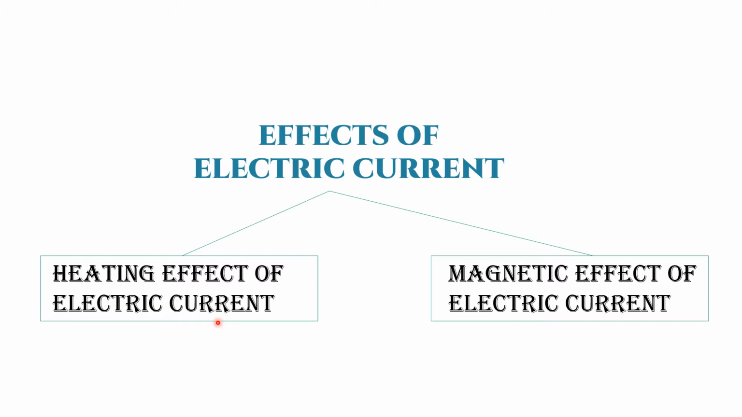That means electricity passed through a wire, that wire produces some heat. Okay, that is heating effect of electric current. And we studied some applications of heating effect also, like iron box, toaster, heater. These all are working on the principle of heating effect of electric current. And today we are going to discuss the other effect of electric current, that is magnetic effect of electric current. So that is very interesting. So let us see.